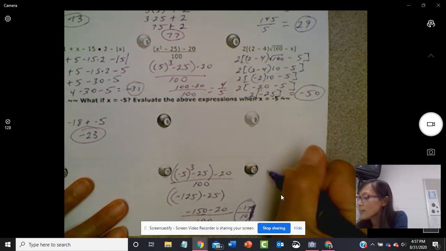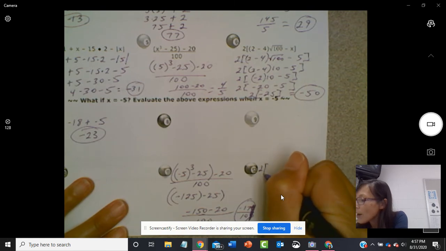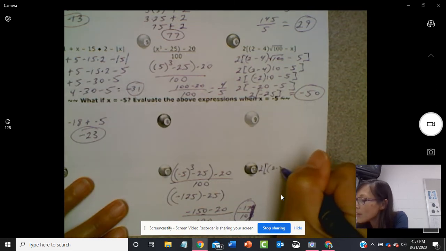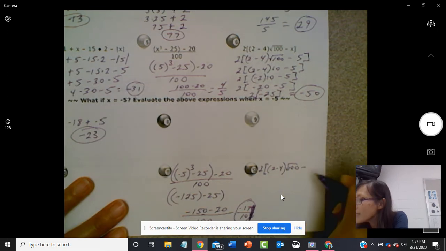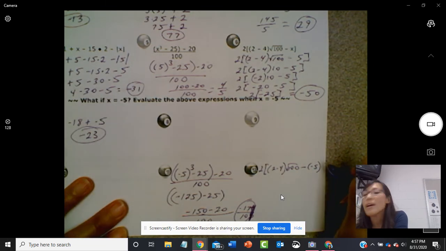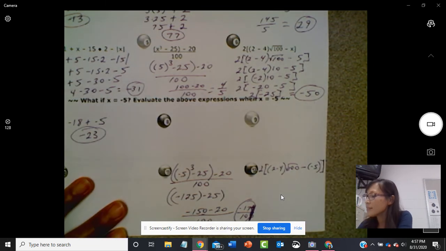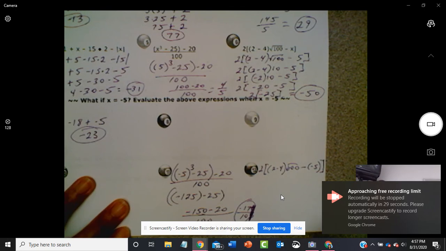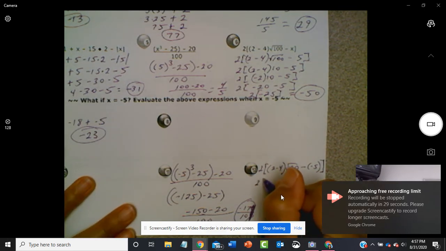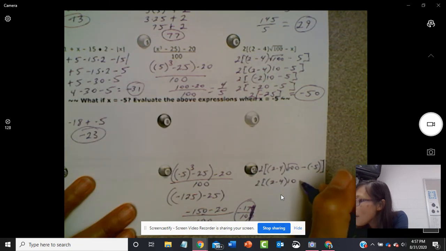We will do the 2 bracket 2 minus 4 times the square root of 100 minus negative 5. And then that whole thing was in brackets. So we have to do the square root first because that's the same level as an exponent. So the square root of 100 is 10. So it's 2 bracket 2 minus 4 times 10 minus negative 5.